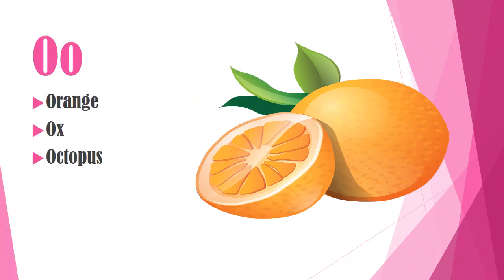O is for orange. So the sound of O is o. Orange, ox, octopus.